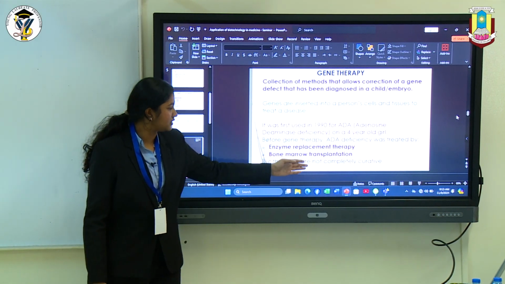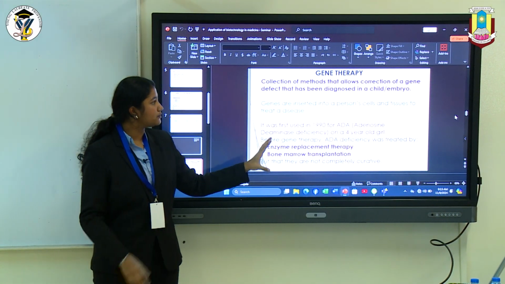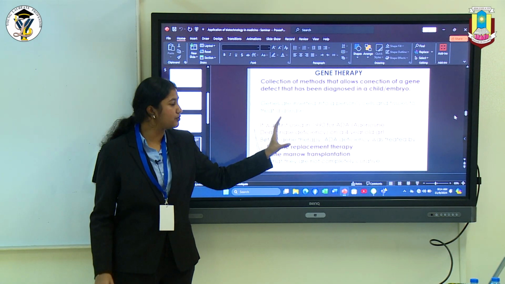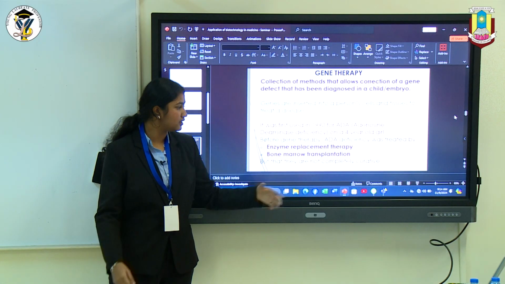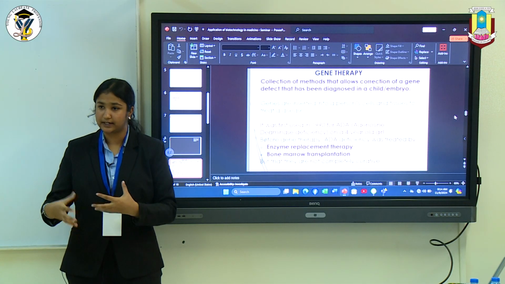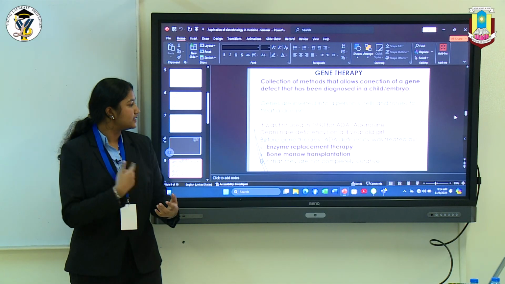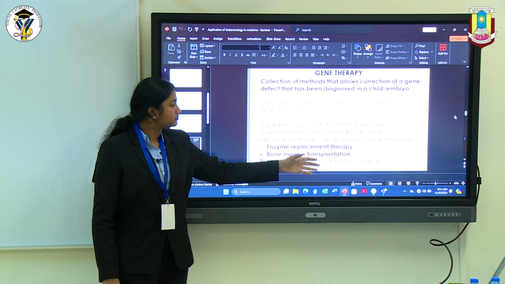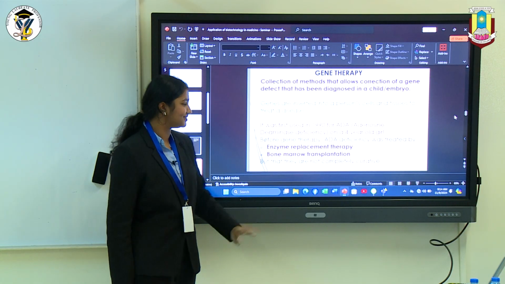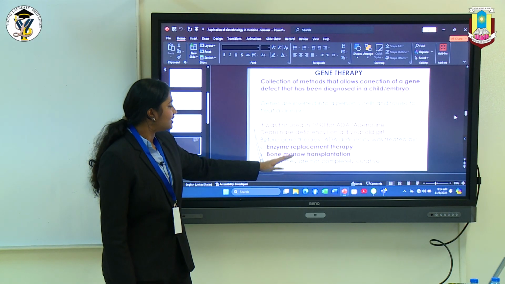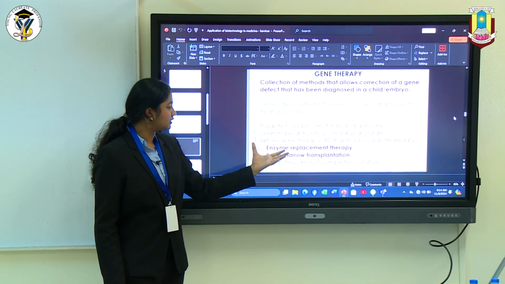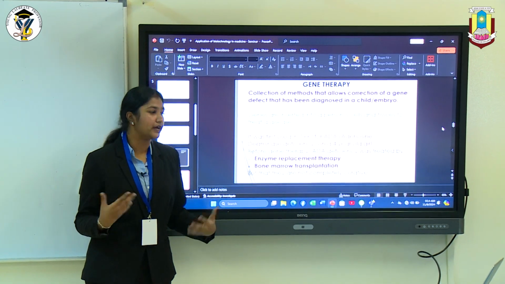Next is bone marrow transplantation, where the lymphocytes... See, the main problem is that in this girl, the lymphocytes do not have the gene that encodes for ADA. We have to correct that. So in bone marrow transplantation, the lymphocytes that have the ADA gene, the gene that produces the ADA enzyme, are transfused into her body. But everything is mortal, so it requires periodic transfusion. Like after 3 months, these lymphocytes should be injected into her body again and again.